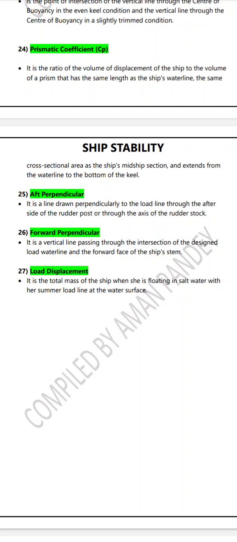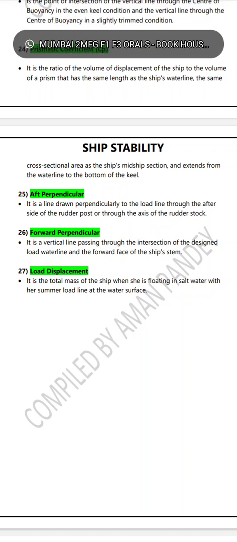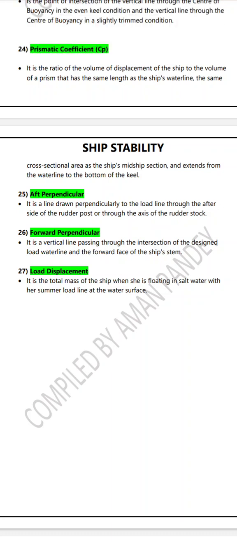It is the ratio of the volume of displacement of the ship to the volume of a prism that has the same length as the ship's water line, the same cross-sectional area as the ship's midship section, and extends from the waterline to the bottom of the keel.